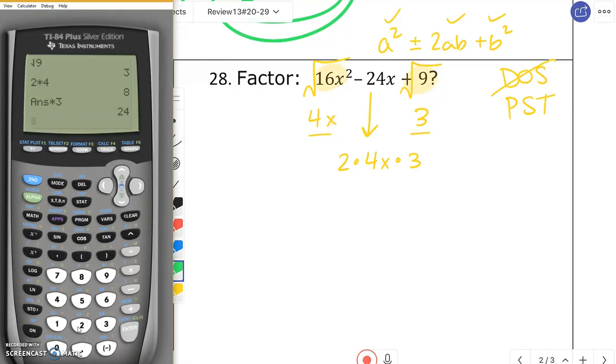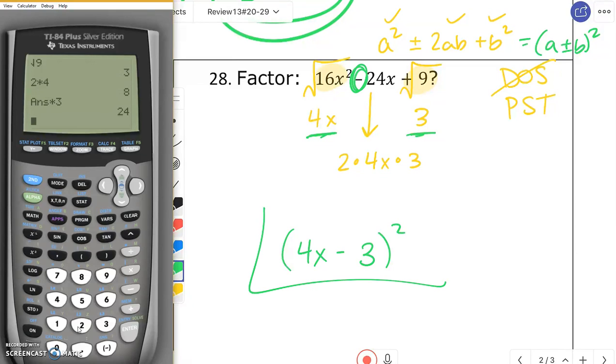I've got this center part, so I can go about writing my perfect square. So when I do that, it tells me to do a plus or minus b squared, so it doubles up. So I know I'm going to have something squared. My a value is 4x, my b value is 3, it's got a minus sign there, so I got my minus sign. There's my answer.